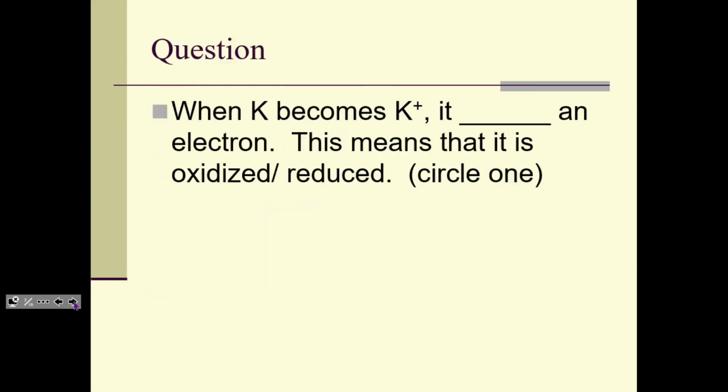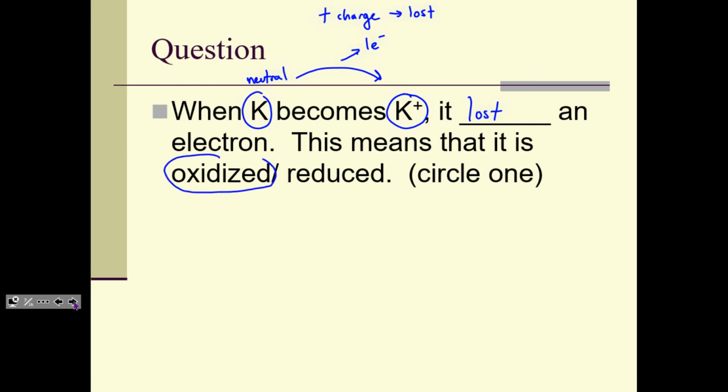When K becomes K positive, it blanks an electron. This means that it is oxidized or reduced. Well, potassium is neutral here. And K plus, positive charge, means that we have lost electrons. So it has lost, specifically, one electron. And because it has lost electrons, it has been oxidized.